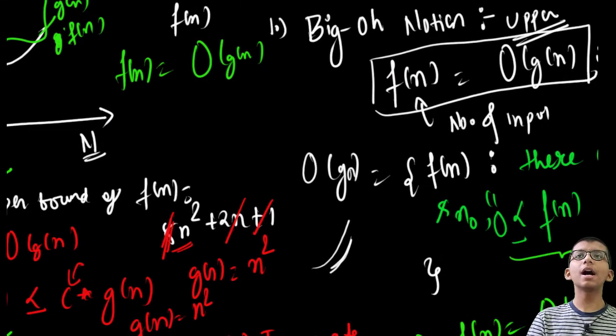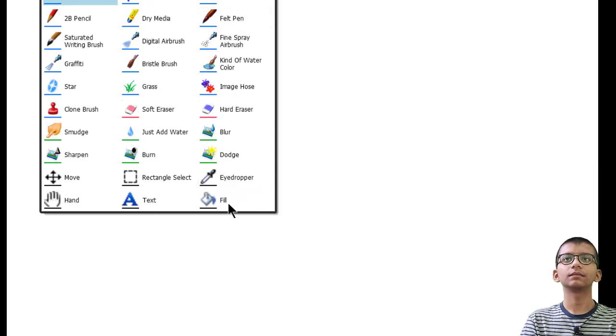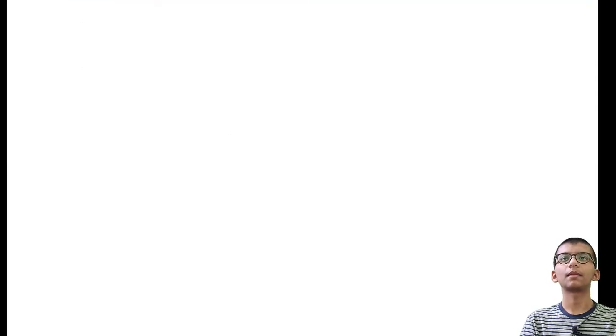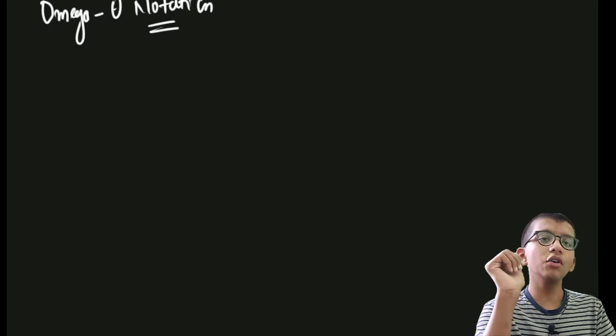So now let's talk about the second type of notation, which is omega notation. So let me clear this. So now let's talk about omega notation. Okay, so the second notation is omega notation.